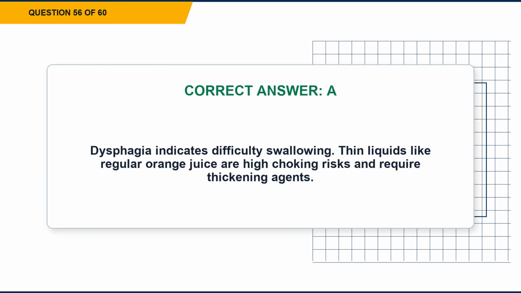Explanation. Dysphagia indicates difficulty swallowing. Thin liquids like regular orange juice are high choking risks and require thickening agents.